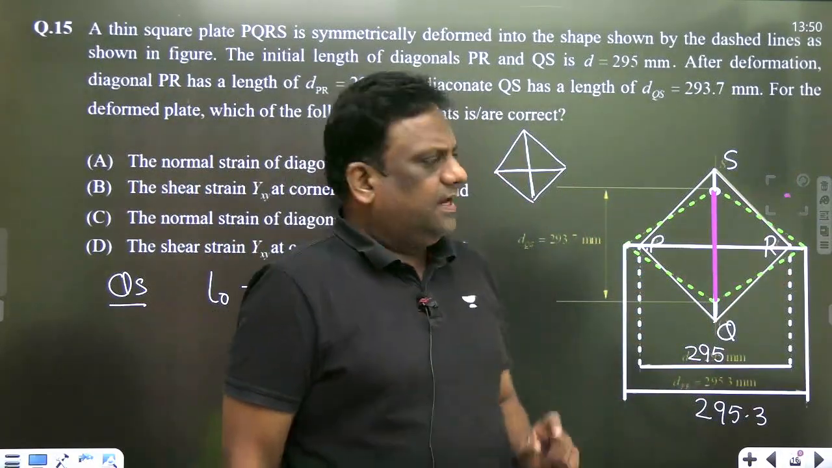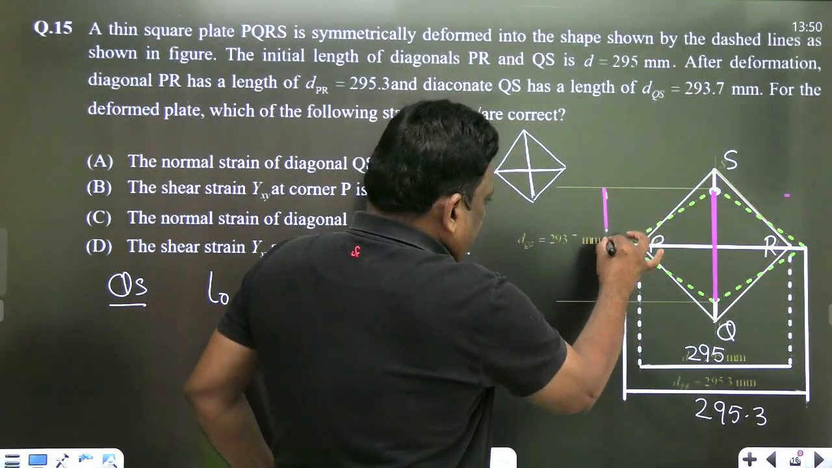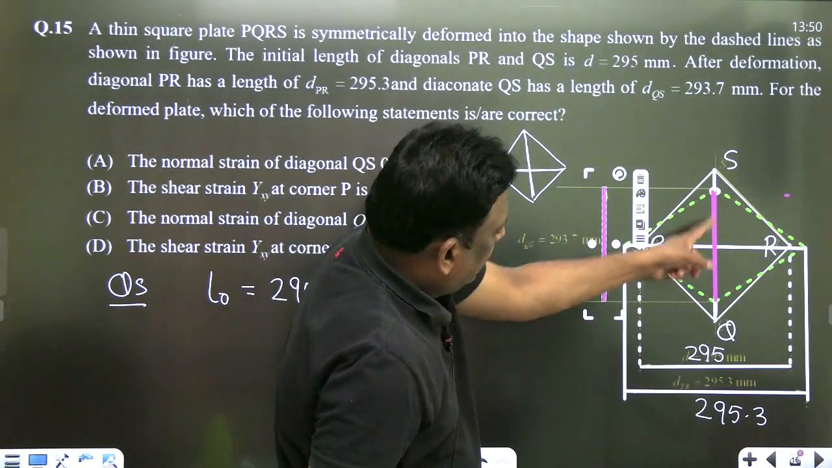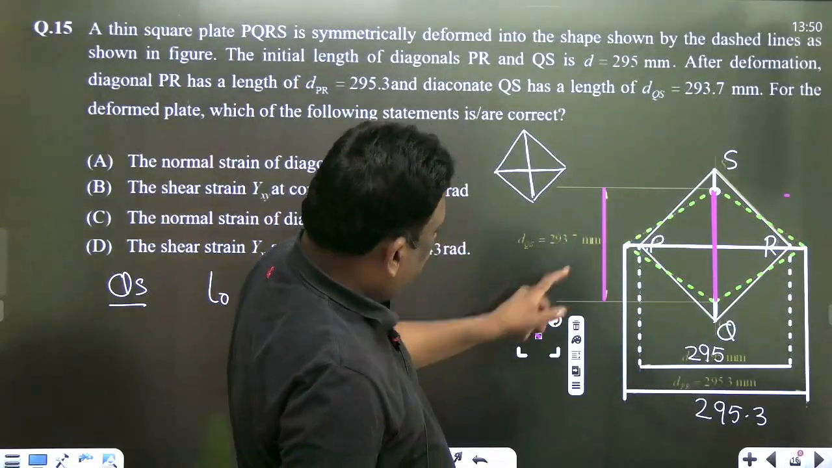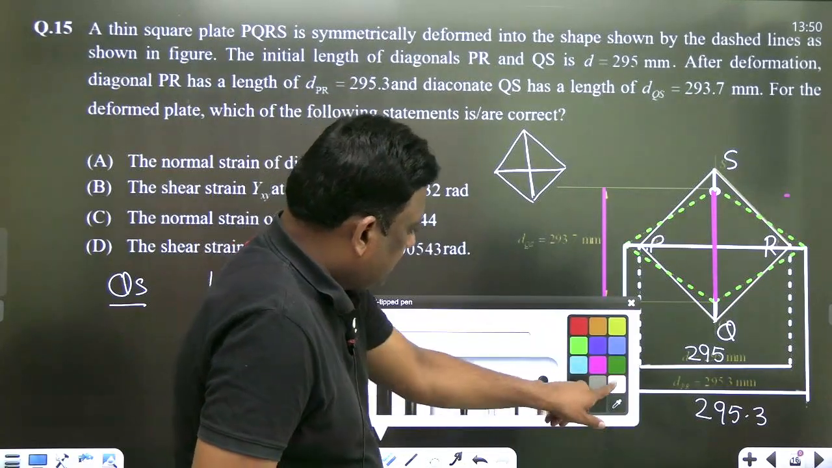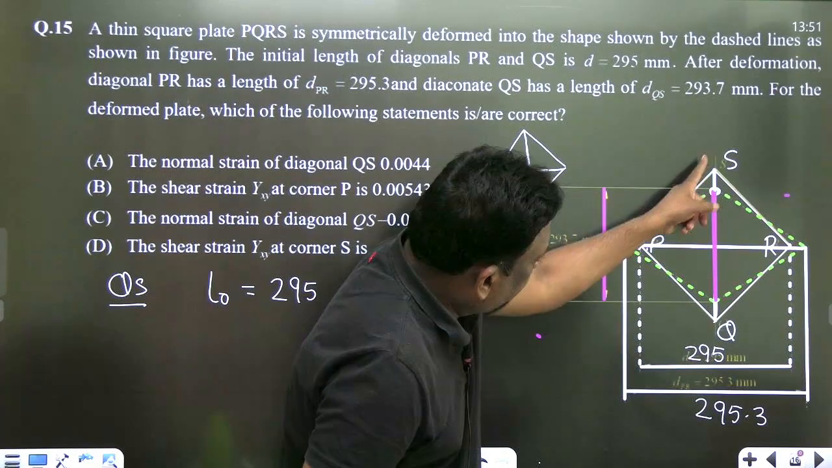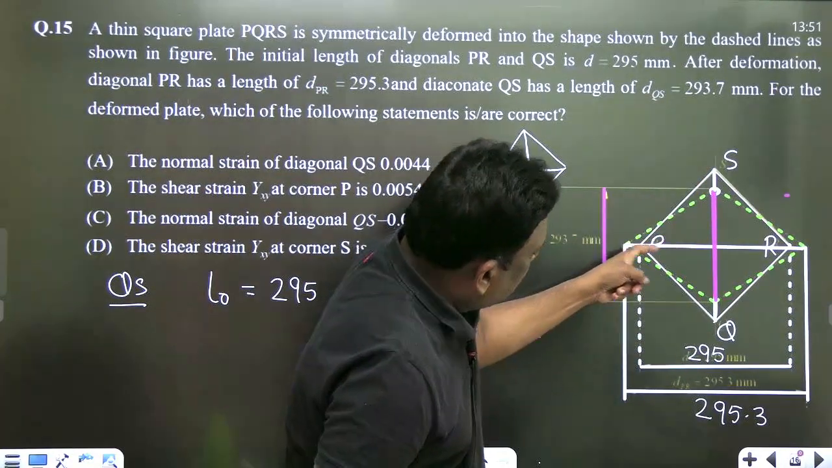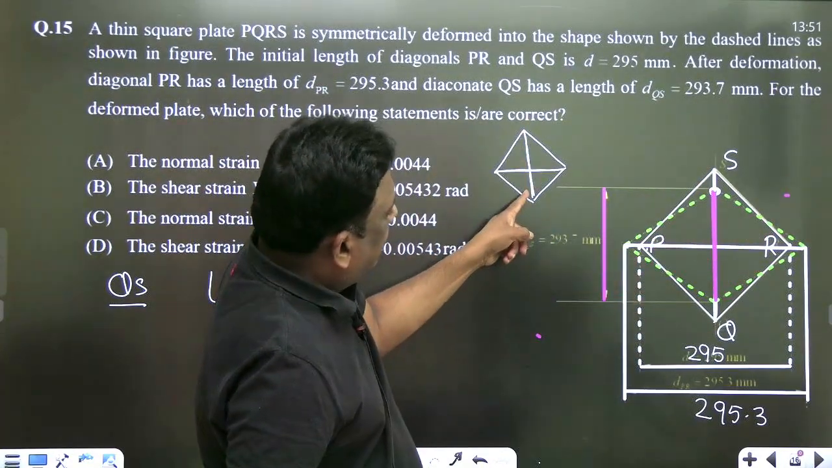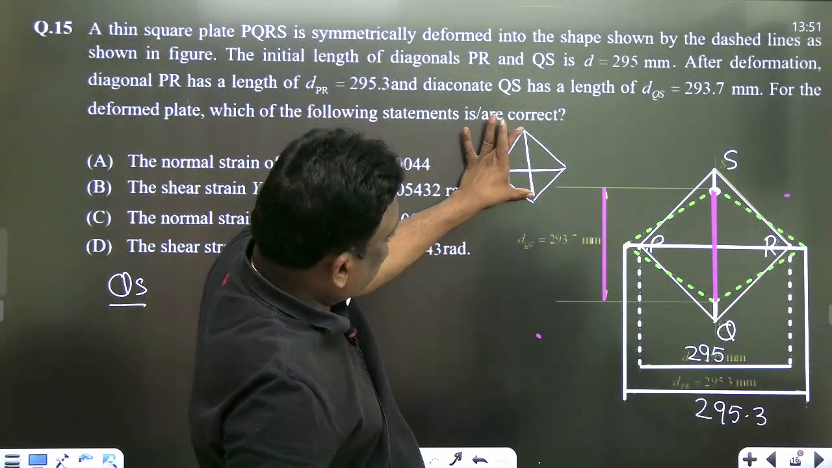How do I calculate the final length? Very simple, sir. Now look. Already this final length is given. Look here. The final length of the diagonal is given as 293.7. I repeat, sirs. The original length of diagonal QS is 295. Whether it is the horizontal diagonal or the vertical diagonal, originally both are the same. So this is 295, and this is also 295.